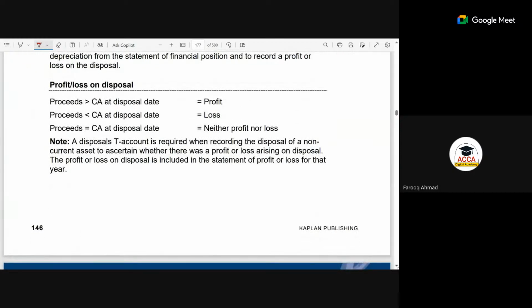This is the profit or loss on disposal. If the proceeds are more than the carrying amount at the disposal date, it is a profit. If the proceeds are under the carrying amount at the disposal date, it is a loss. If the proceeds are equal to the carrying amount at the disposal date, there is neither profit nor loss. So we will see all these scenarios.